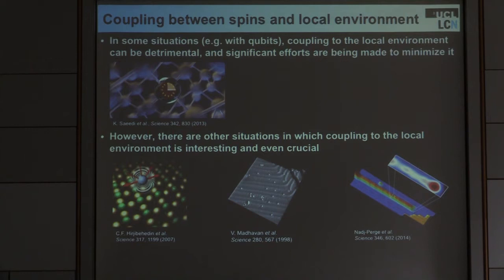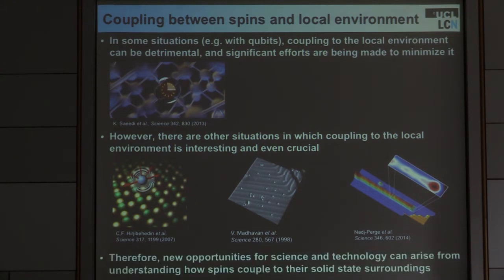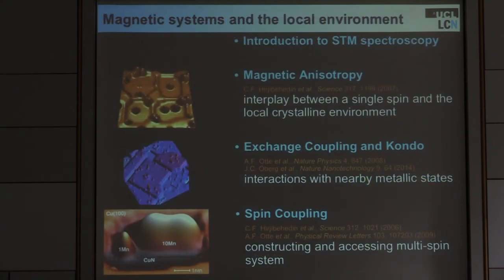But when you get the two together, then you really get something very, very different that wouldn't necessarily have been expected by just looking at the individual components. So that's where I think we should really be going. We should really be looking for these new opportunities in science and in some sense in technology when you understand how the spin couples to its local solid state surroundings. Okay, so this is the general outline for the talk.